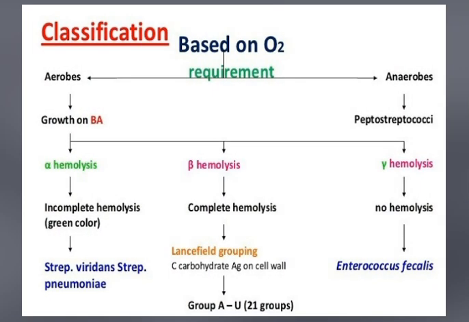Classification of Streptococcus hinges on oxygen tolerance and hemolytic patterns. Aerobic species grow on blood agar and are divided by hemolysis. Alpha types like viridans and pneumoniae show partial hemolysis. Beta types, grouped by Lancefield antigens, exhibit complete hemolysis. And gamma types, such as Enterococcus faecalis, show no hemolysis. Anaerobic species include Peptostreptococci. This framework is crucial for identifying and treating infections.